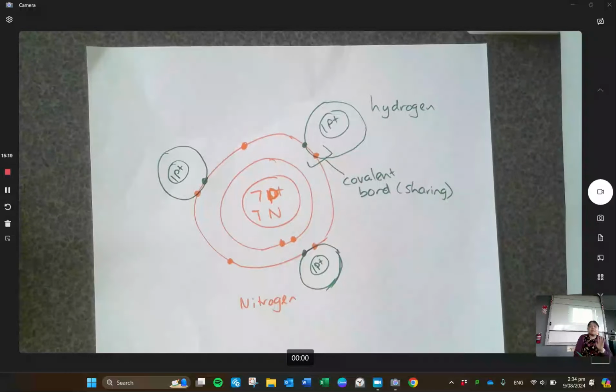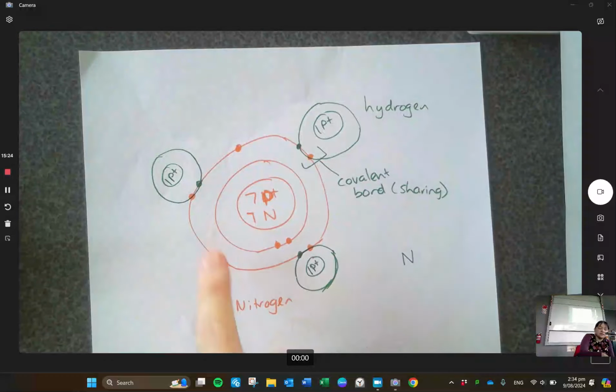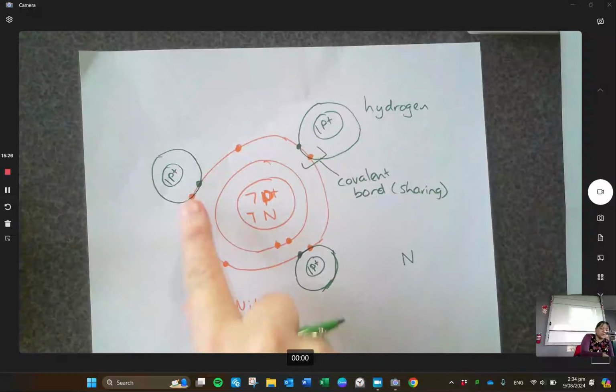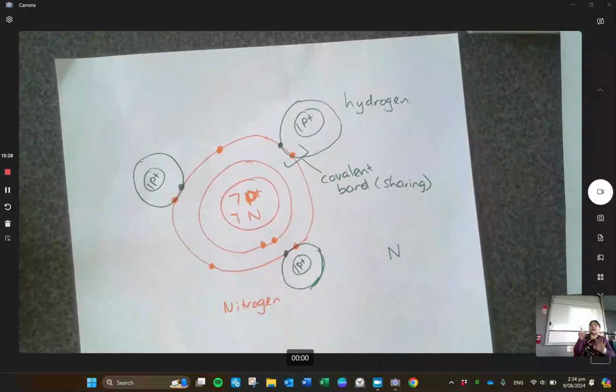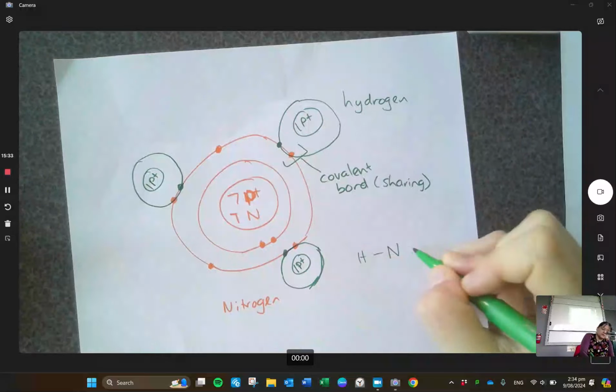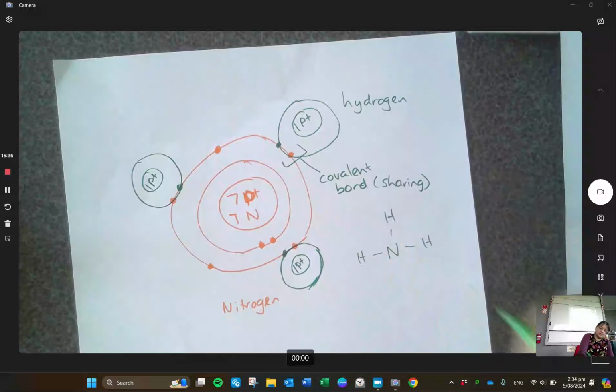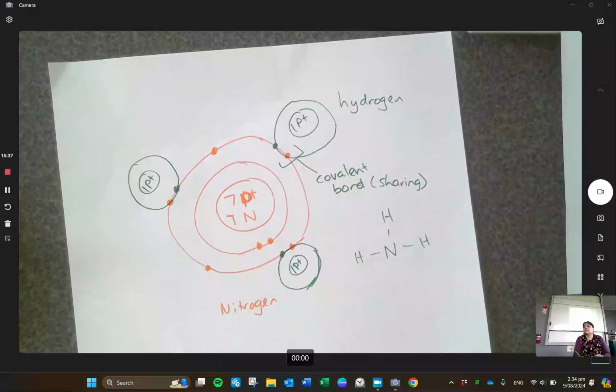So what this means is when I'm thinking about nitrogen as an element, because of the number of spots it needs, because it has 1, 2, 3, 4, 5, it has 3 spots for bonding. 1, 2, 3. Need to grab a different color. All right, move it down.